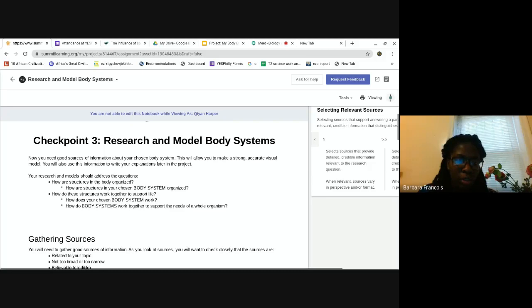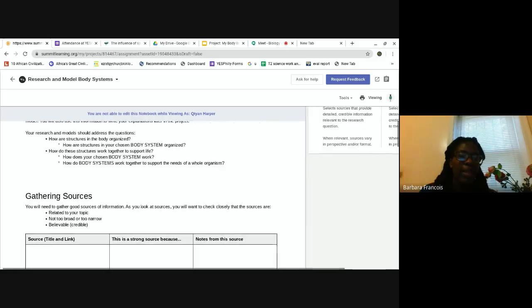How are structures in the body organized? How are structures in your chosen body system organized? How do these structures work together to support life? And how does your chosen body system work? And how do body systems work together to support the needs of the whole organism?